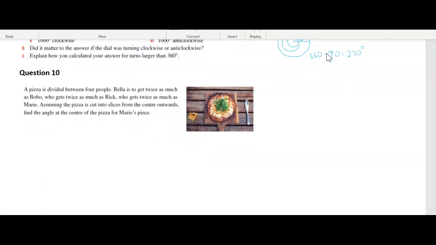All right, question 10 is probably the hardest one out of the three. A pizza is divided between 4 people. We've got Bella, Bobo, Rick, and Marie. Bella is to get twice as much as Bobo, so Bella is equal to 2 times however many Bobo has. Bobo gets twice as much as Rick. Rick gets twice as much as Marie.